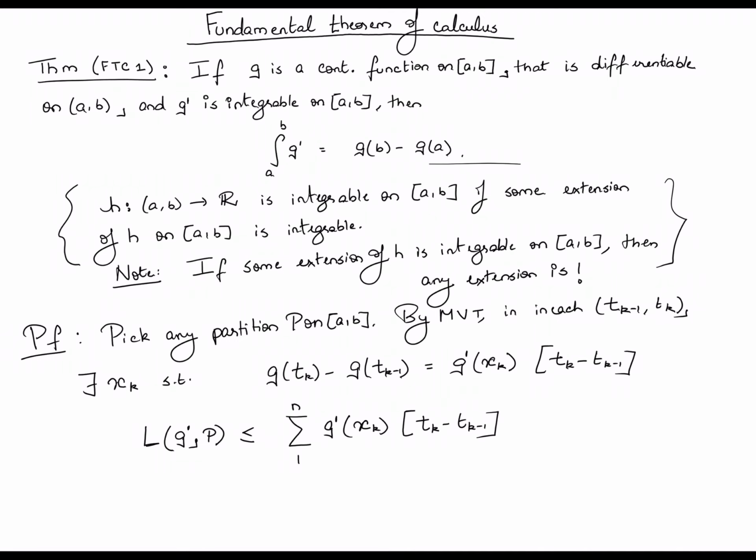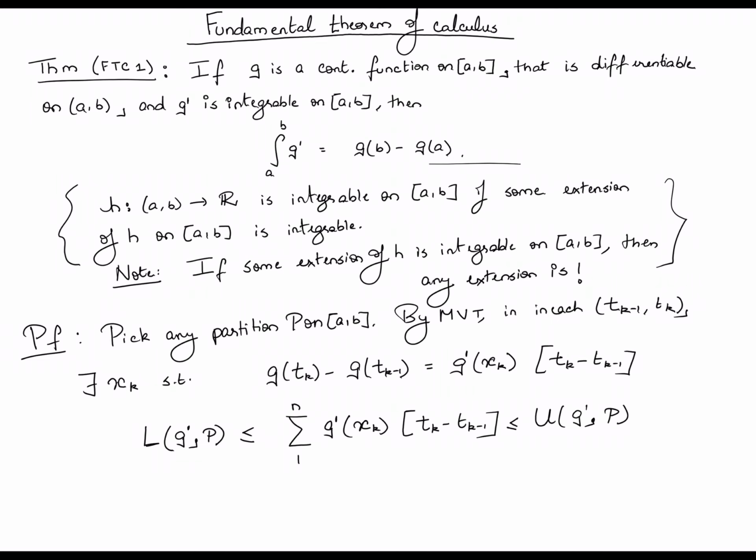Right? Why? Because in the lower sum you would have to actually write the infimum of g prime over the subinterval t_{k-1} through t_k. What you have replaced it with is the value at some point x_k. So the lower sum is going to be a lower bound, and similarly the upper sum is going to be an upper bound on the same summation. That is U(g', P), because in U(g', P) you would have the supremum of g prime over the subintervals, right? So therefore we have sandwiched this summation between the upper sum and the lower sum at partition P.